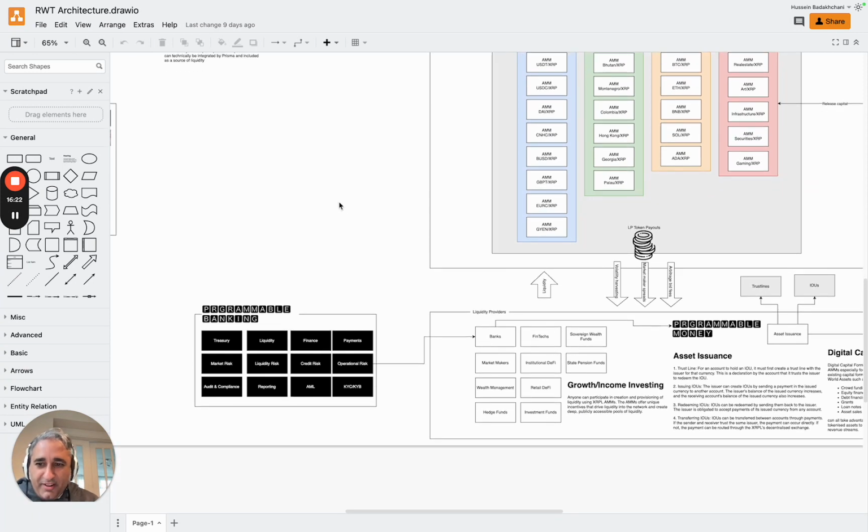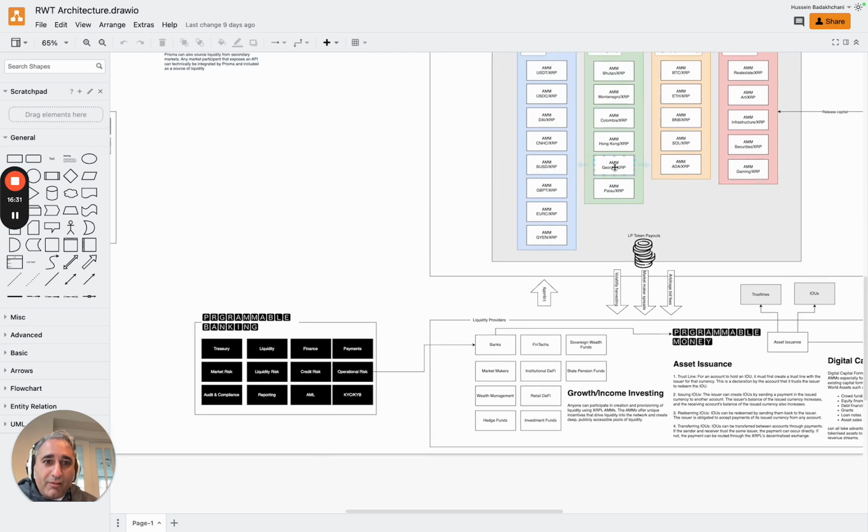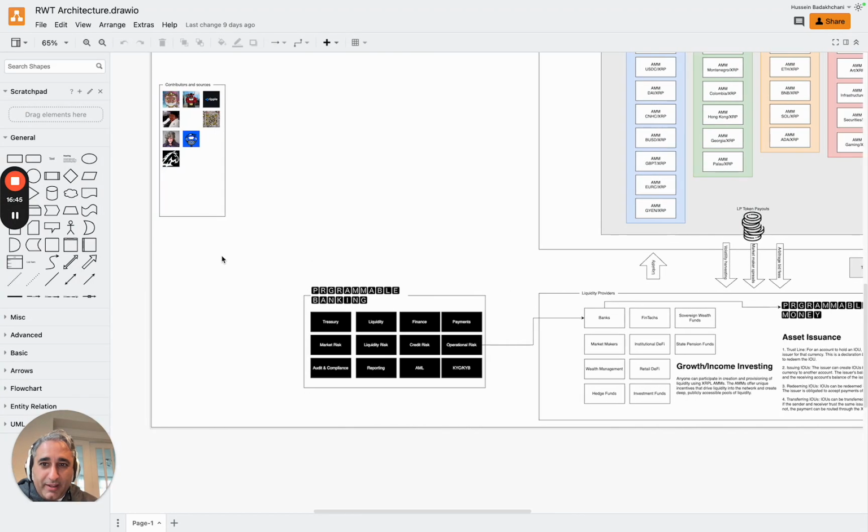Now, this is where it starts getting really interesting. And I mentioned Georgia because the National Bank of Georgia in the Caucasus have announced that they're carrying out a pilot for programmable money, which is essentially CBDCs. But also programmable banking is moving in Georgia at pace.